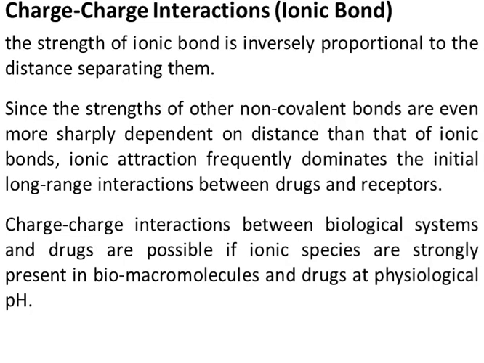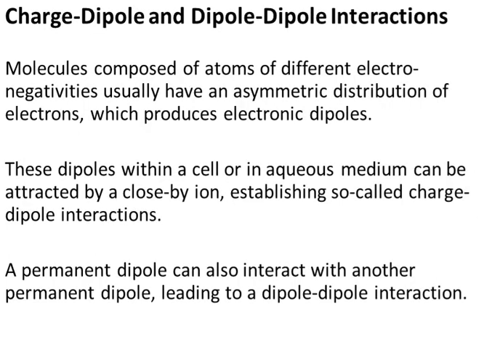So the important thing is that ionic bonds are the first interactions that occur when the drug is approaching the receptor. These are long-range interactions, and such interactions can only occur when there are functional groups that can be ionized. These functional groups should be present both in the macromolecule, which is your target molecule, and in the drug.